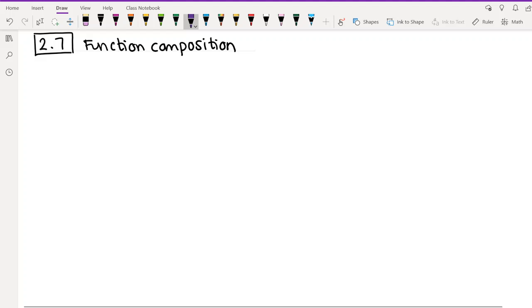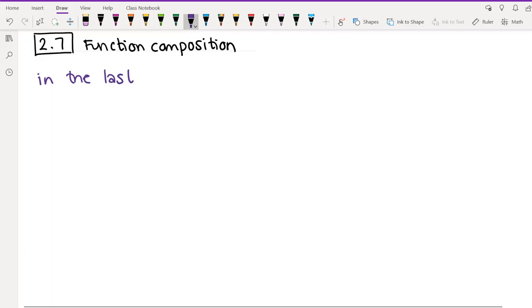Everyone. So in our last video, we saw that we could combine functions using operations like addition, subtraction, multiplication, and division. In this video, we're going to be seeing a new and pretty different way of putting two functions together. So let me just summarize that.